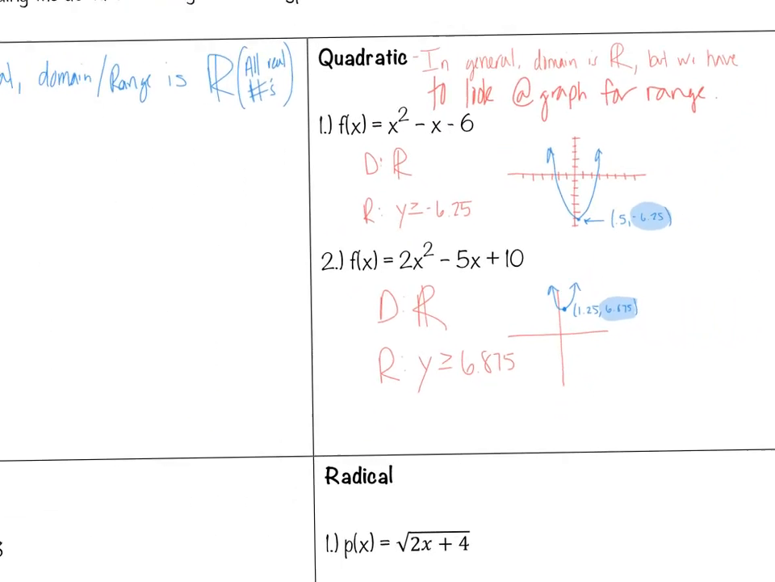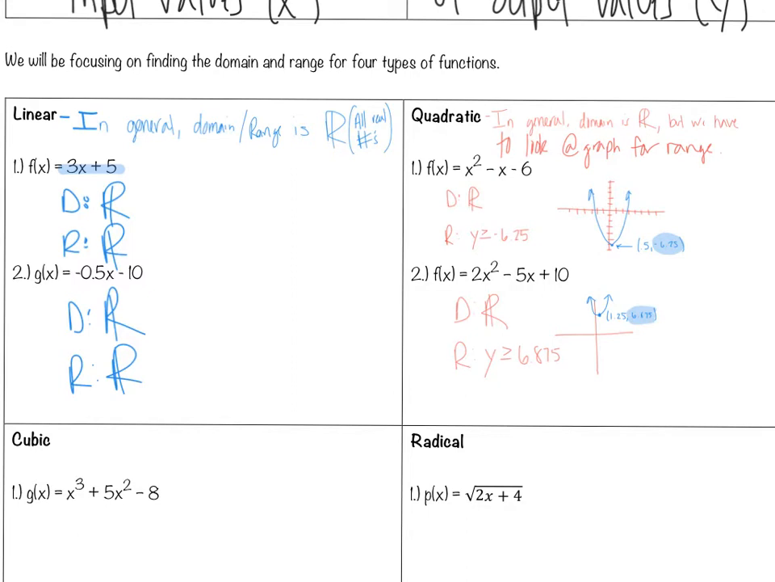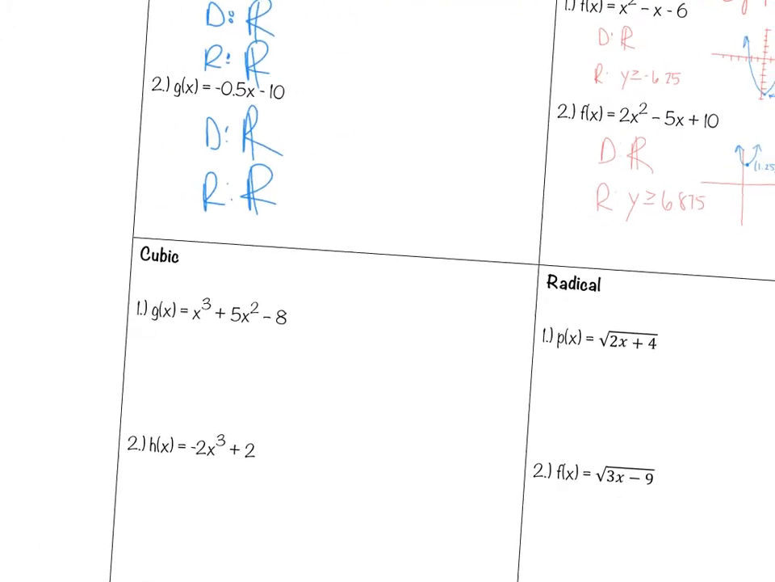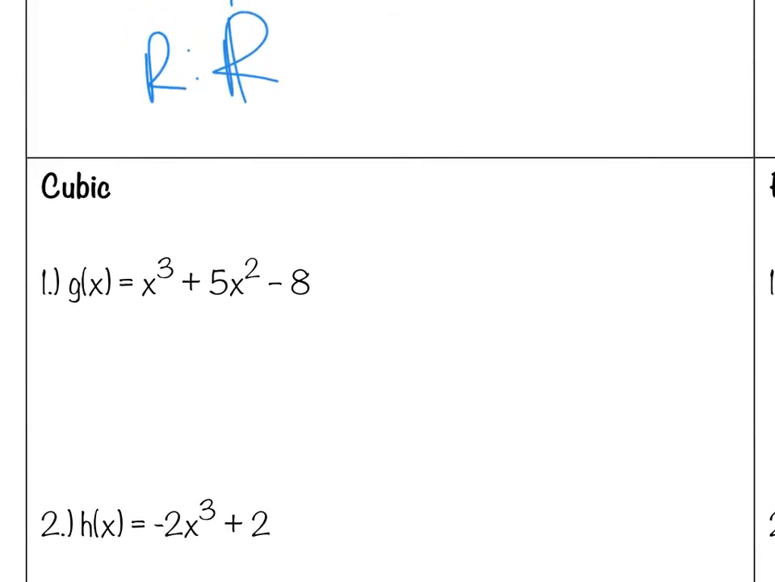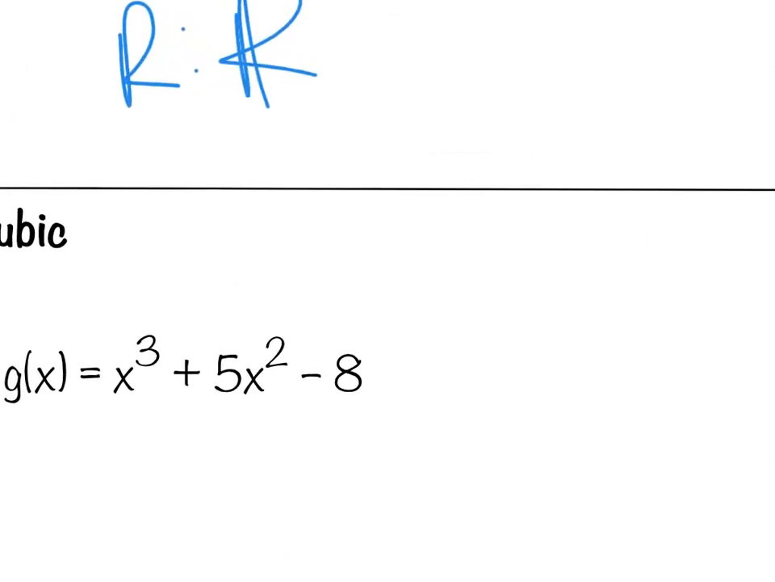So a little bit different than linear. Domain is all real numbers, just like it is with linear; quadratic and linear are both all real numbers for domain. But with quadratics, because the graph does not go infinitely in both y directions, we have to actually look at the graph and calculate the vertex to figure out where it actually starts. Okay, cubics, another easy one, just like linear. Cubics in general, let's change the colors again.